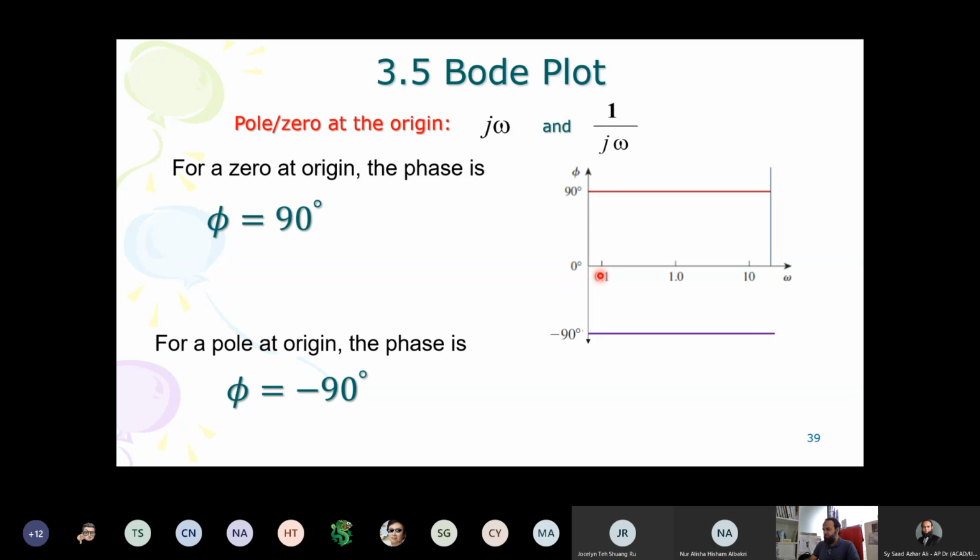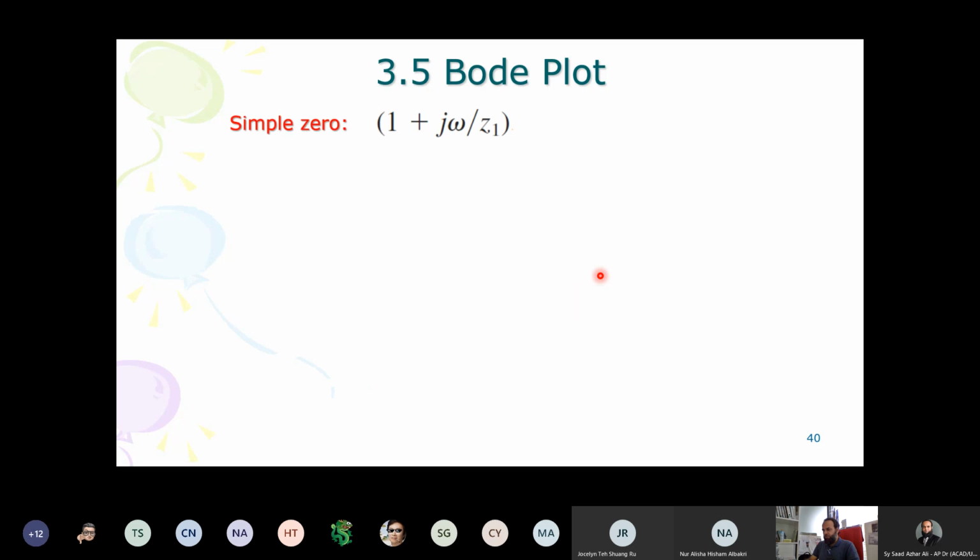Okay, let's move on. For a simple zero, which is at Z1, what we're going to do is to find the magnitude, which is like this. We're just taking the magnitude of this one, 1 plus j omega upon Z1, log of it, and 20. So this is the magnitude of this.